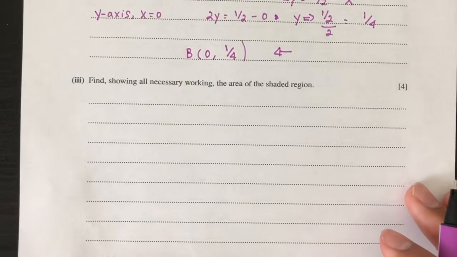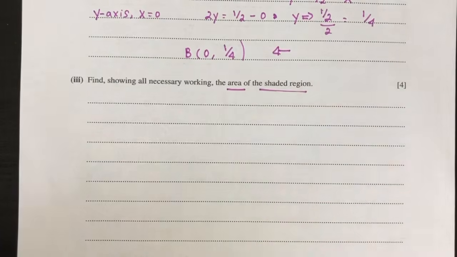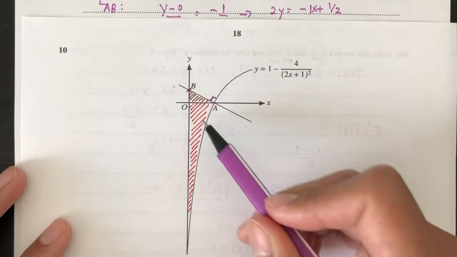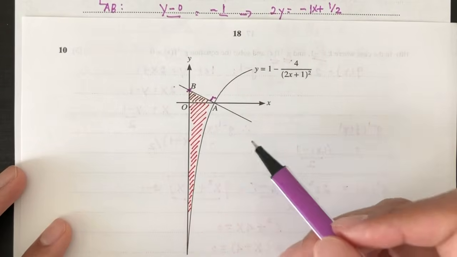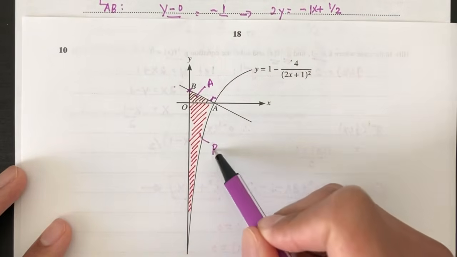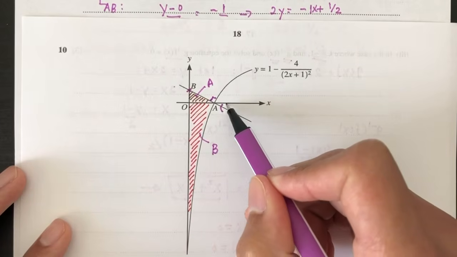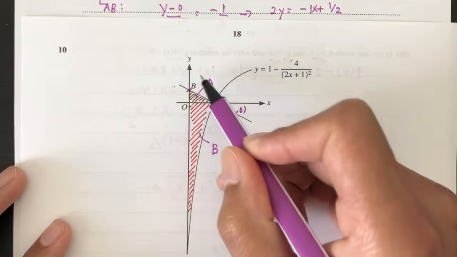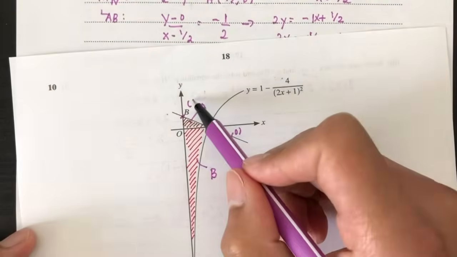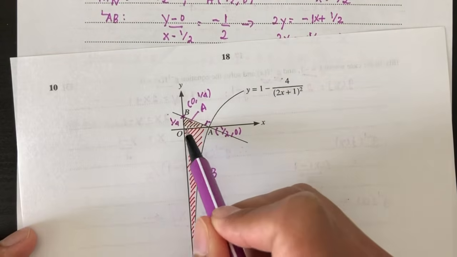Now part 3, find, showing all your working, the area of the shaded region. Now let's have a look. Where is the area? It is this area. As you have seen, I have used two colors, so we can break this down into two parts. This one will be part A and this one will be part B. So let's first find the area of a triangle. The point A is given by half, 0. The point B is given by 0, 1 over 4, right? So this distance here is 1 over 4 and this one is half.